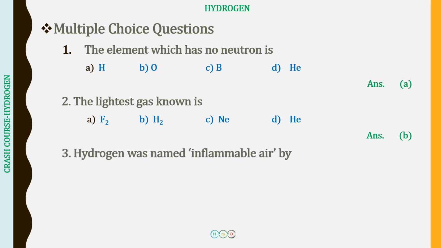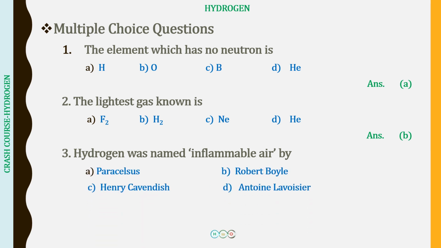The third question is that hydrogen was named inflammable air by Paracelsus, Robert Boyle, Henry Cavendish, and Antoine Lavoisier. So, Paracelsus was the first one to artificially synthesize hydrogen when he was mixing some metals with strong acids. But he did not understand what gas he had produced while he was doing that reaction. So that was just left undiscovered actually, right?